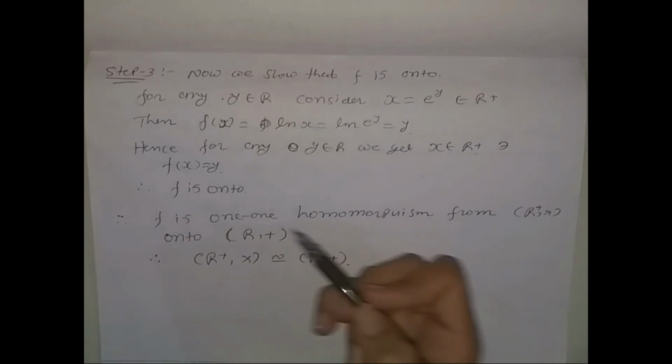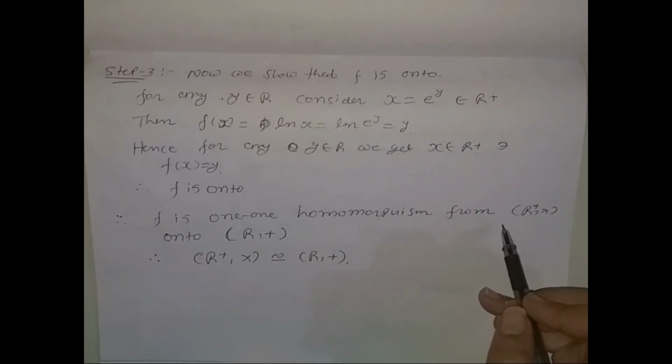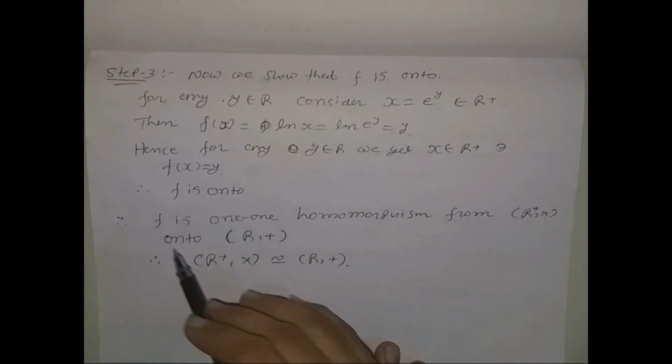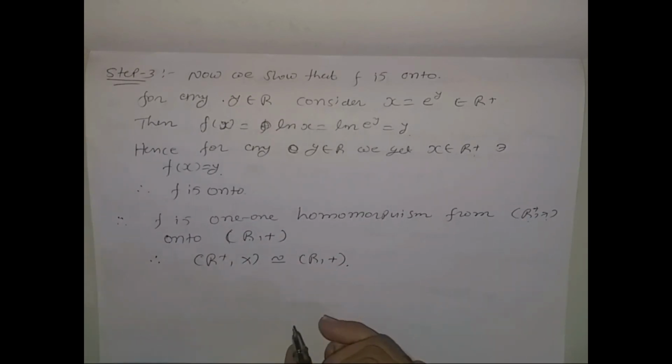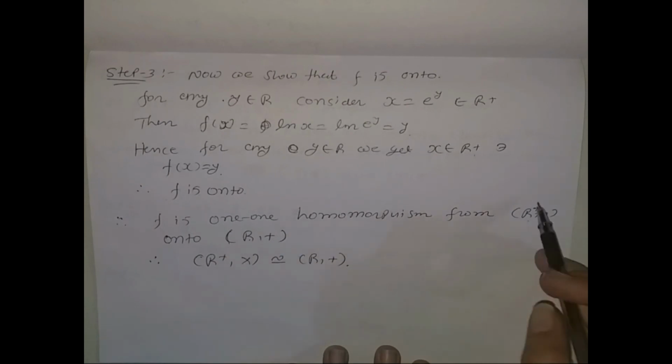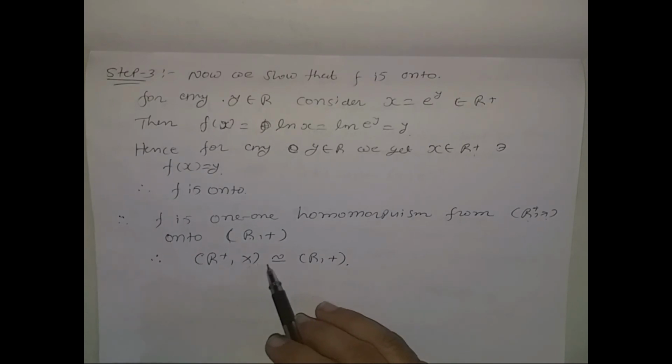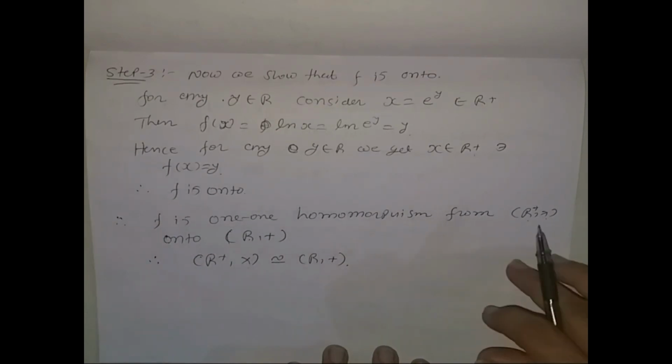So f is a one-one homomorphism from R plus with product onto R with addition. So f is a homomorphism, and it is one-one and onto, so f is an isomorphism, and these two semigroups are also isomorphic. So R plus with product is isomorphic to R with addition.